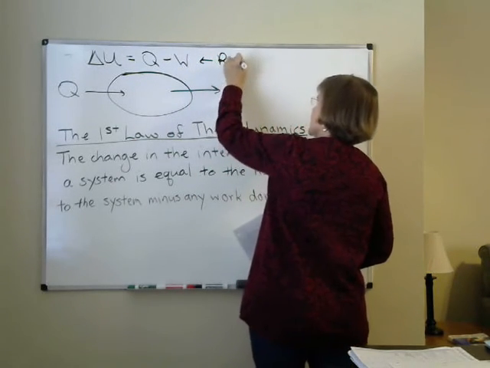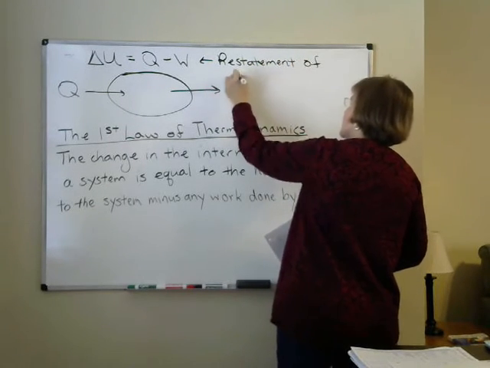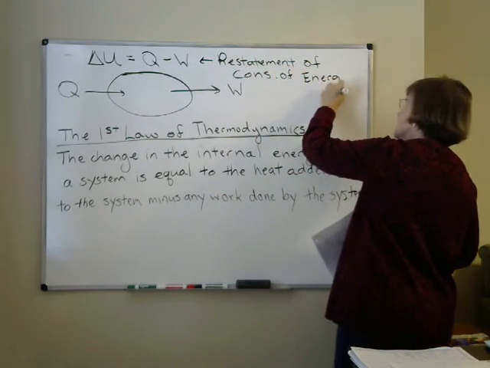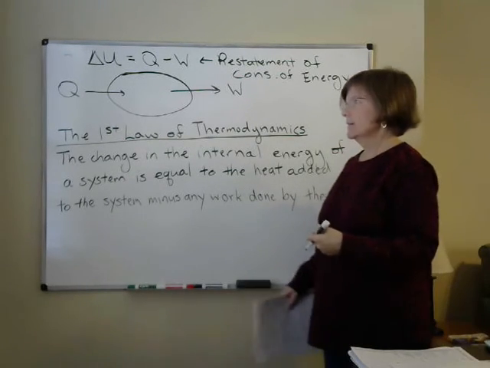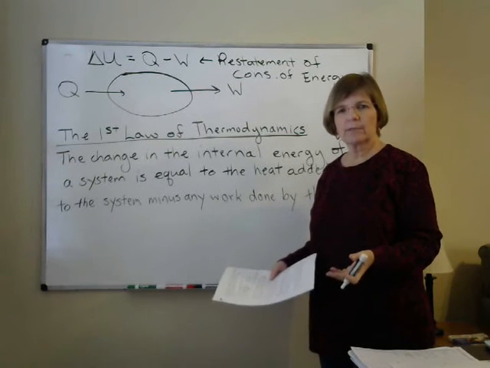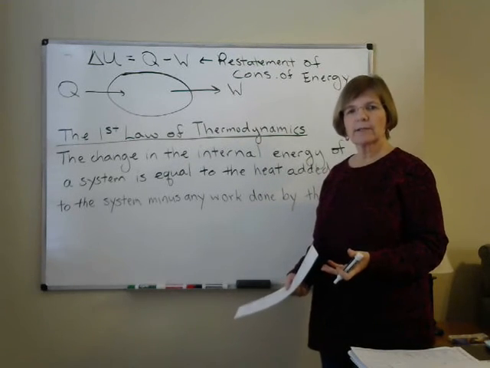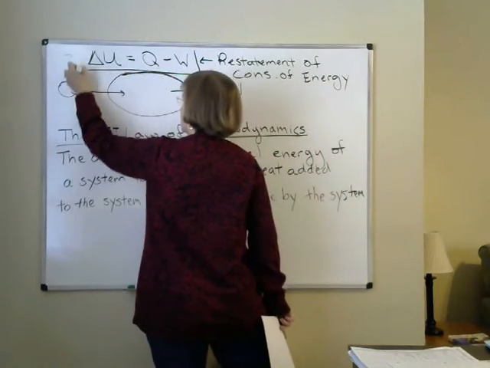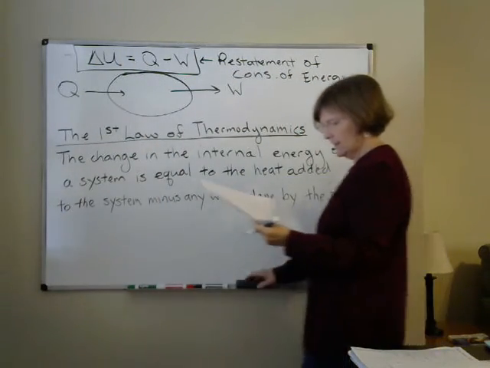It's a restatement of conservation of energy. We can't create energy and we can't destroy it. It has to go someplace. If we add 500 joules, then the system's energy has to go up by 500 joules unless we do some work. If we add 500 joules and we do 400 joules of work, then it's only going to go up by 100 joules. It's a really easy concept. Change in internal energy is the heat added minus any work done by the system.